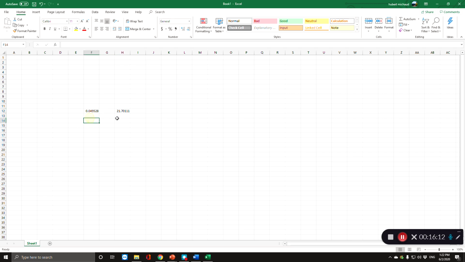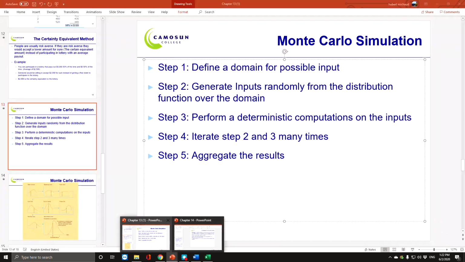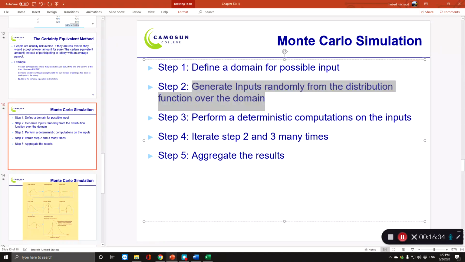I would do that for the price, for the quantity, for the cost per unit, for the marketing cost. I do that for all the variables. I defined all of these variables in step 1, I defined out of what distribution they would be drawn, and then I just draw random numbers. So that's what I do in step 2: I generate random numbers from all of these variables that I defined in step 1.